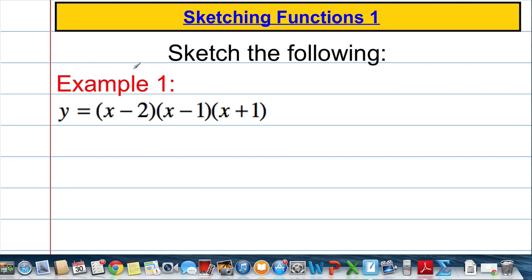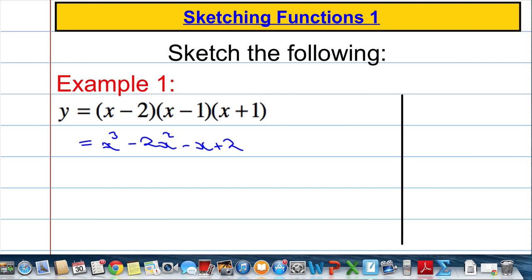Right, suppose I have this function here and I was asked to sketch it. How do I know it's a cubic function? Well, I'm going to have x times x times x, which will give me an x cubed. Just in case you're wondering, if you were to expand this out, you would get x cubed minus 2x squared minus x plus 2. But kindly, it's been factorized here for us already, so that makes it a lot easier to sketch.